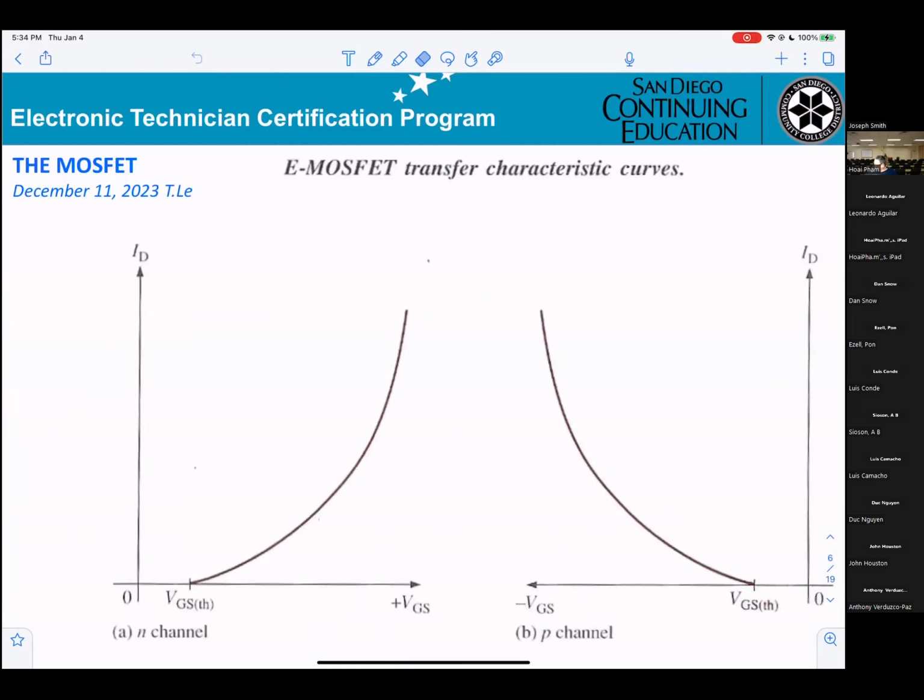And now, the E MOSFET transfer curve. You can see the transfer curve here compared with the one we only knew about for D MOSFET or JFET. They are quite different. This one they call VGS TH, not VGS off. That's for N channel or P channel. That's the difference.